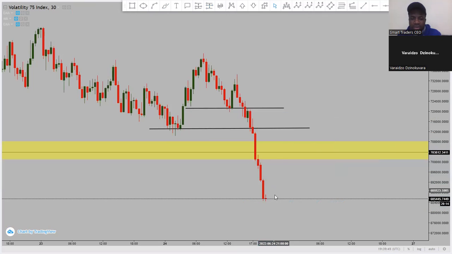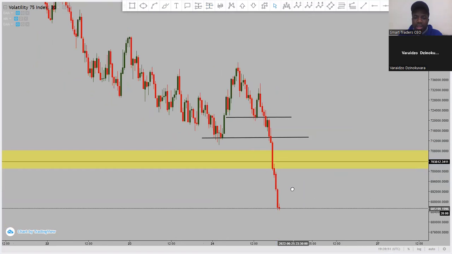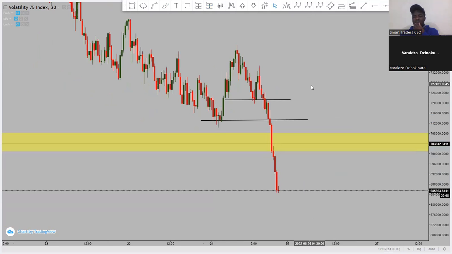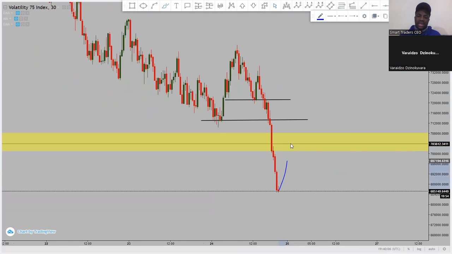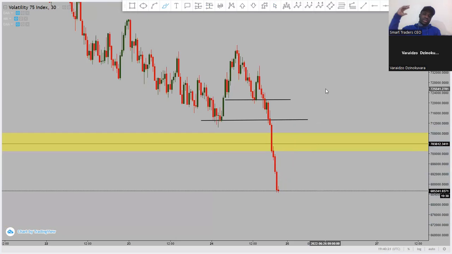So now we are waiting for a pullback, then we continue up until we reach that trend line that I showed you. That is the thing we're waiting for now. A slight pullback either here or here, then to that trend line. That trend line is the target for now, because it can reach there, then begin to bounce and go all the way to the upside. So that is the current lookout right now for the VIX.